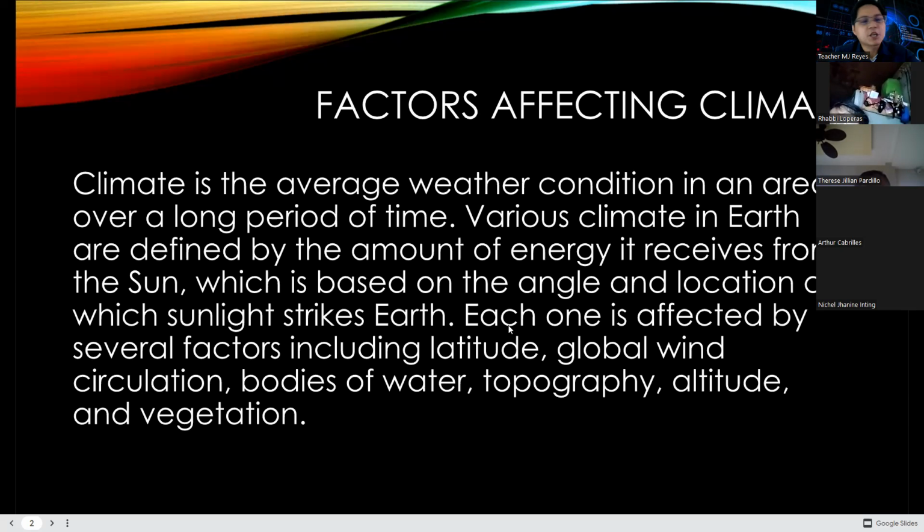Remember the radiation from the sun? This radiation also affects climate, which is based on the angle and location at which sunlight strikes Earth. Climate is affected by several factors, including latitude, global wind circulation, bodies of water, topography, altitude, and vegetation.